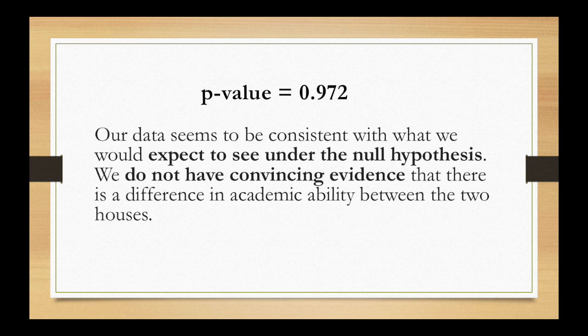This is pretty high, and it means that it's unlikely that the difference that we observed happened by chance. Our data seems to be consistent with what we would expect to see under the null hypothesis, which means that we don't have convincing evidence that there's a difference between the two houses. And as a teacher, that's kind of what I was hoping for.